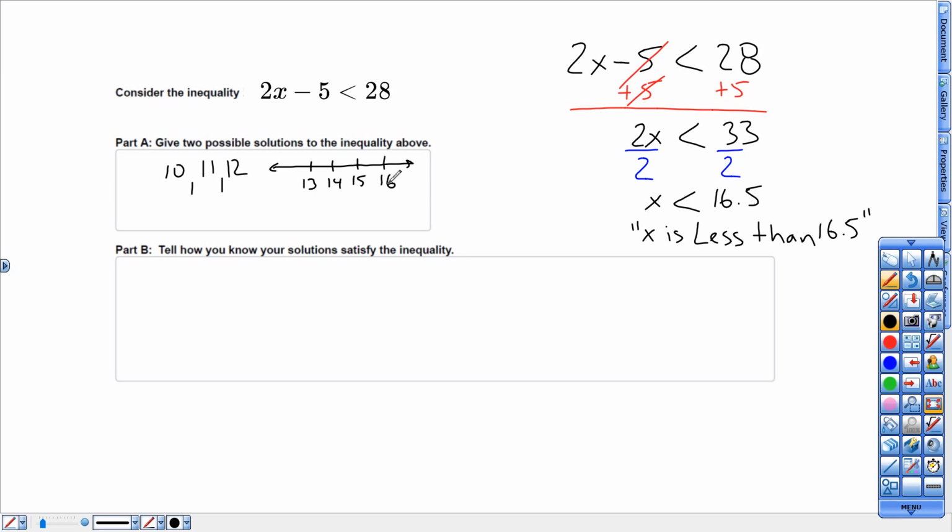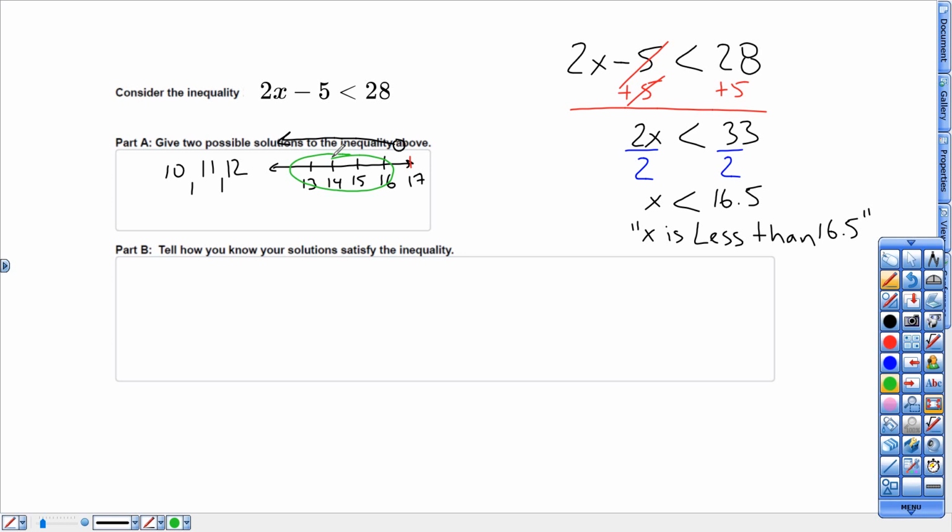That would be an open circle on 16 and a half, which would be about here, and an arrow going to the left to show all the numbers that you could choose from. All these numbers are less than 16.5. I could plug in 16 in there. I could plug in 15, 14. Don't want to do 15, 16, 17. No, those will be no good.